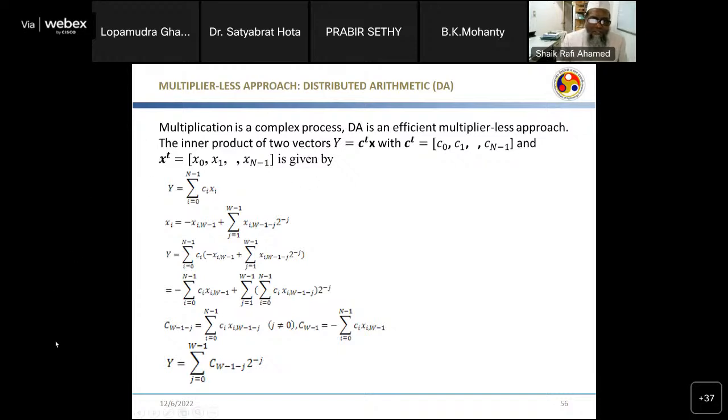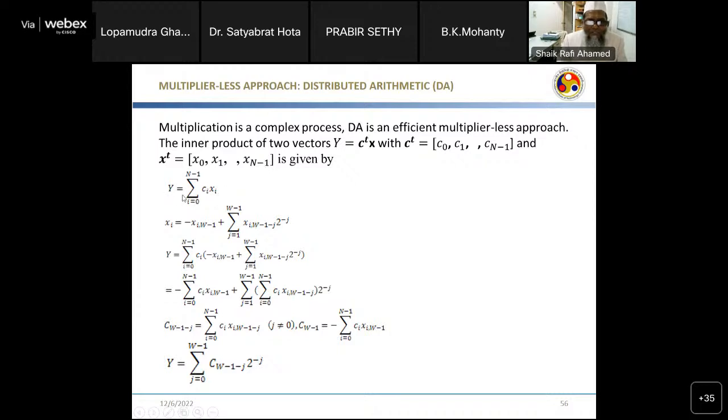So if I take distributed arithmetic, we will consider the inner product of two vectors. You take a filtering operation or a transform operation; inside it there is basically only an inner product. Consider C as a vector with elements C0, C1, up to Cn minus 1, and X as a vector with elements X0, X1, up to Xn minus 1. If Y is equal to C transpose times X, what will we get? C0 X0 plus C1 X1 plus C2 X2 up to Cn minus 1 Xn minus 1.